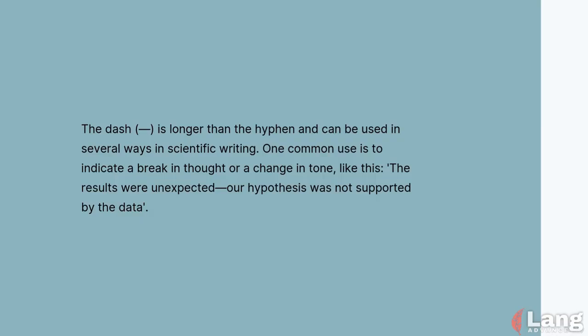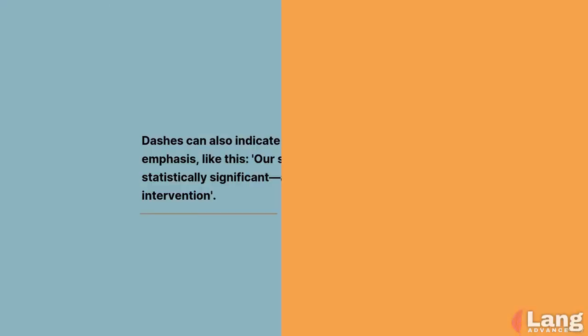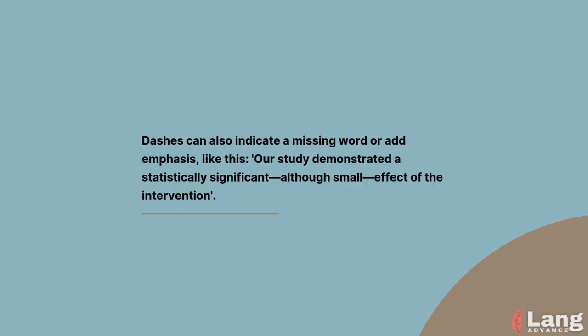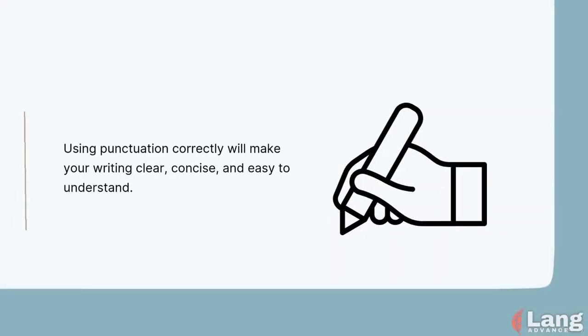The dash is longer than the hyphen and can be used in several ways in scientific writing. One common use is to indicate a break in thought or a change in tone. Like this: the results were unexpected. Our hypothesis was not supported by the data. Dashes can also indicate a missing word or add emphasis. Like this: our study demonstrated a statistically significant, although small, effect of the intervention. Using punctuation correctly will make your writing clear, concise, and easy to understand.